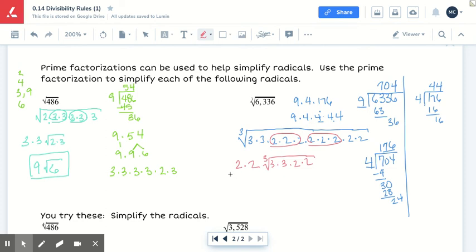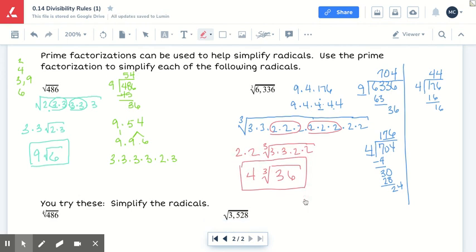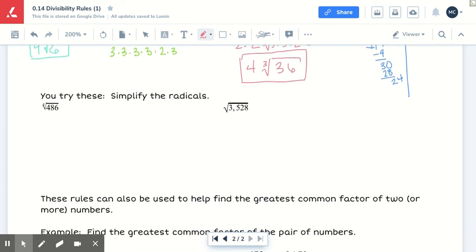Now all that's left to do is just simplify what's here. So 2 times 2 is 4. And then on the inside, I've got 3 times 3 times 2 times 2. So that's 9 times 4, 36. So this would be 4 times the third root of 36. Okay, now there are 2 for you to try. So you try simplifying these 2.